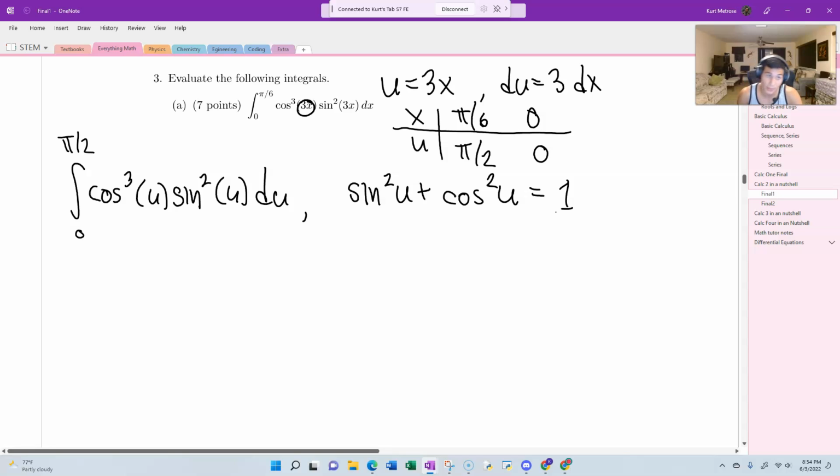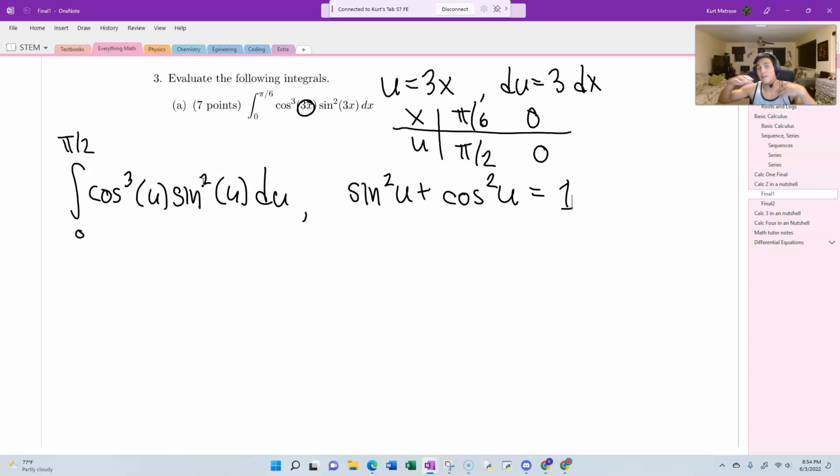Now, when there is an odd power and an even power, right, this is the cubed, this is the squared, what you want to do is try to make them the same power. Well, that's not exactly true. Actually, you would want to make them different powers. But what I mean is you want to get just one cosine by itself or one sine by itself and have everything else as either cosines or sines. And you'll see what I mean in a second.